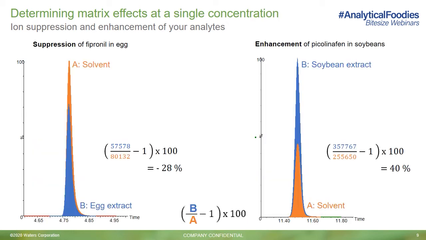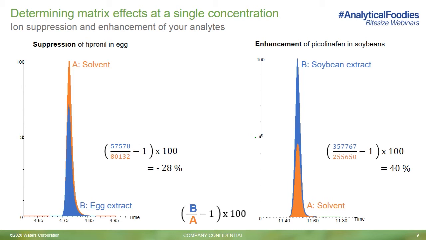Firstly, let's stay with the fixed concentration calculation, where we've spiked QuEChERS extraction solution and a QuEChERS extracted egg on the left and soybean on the right. All samples are spiked equivalent to the targeted maximum residue level.